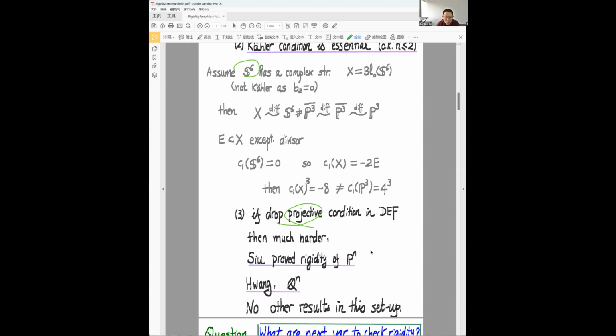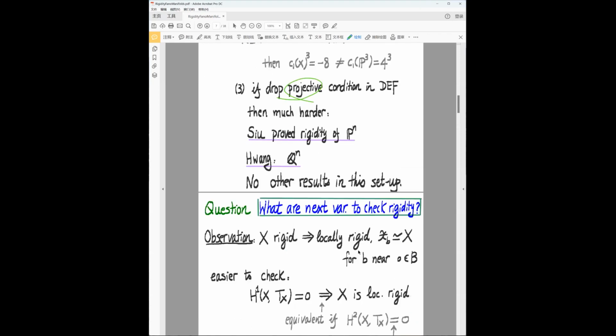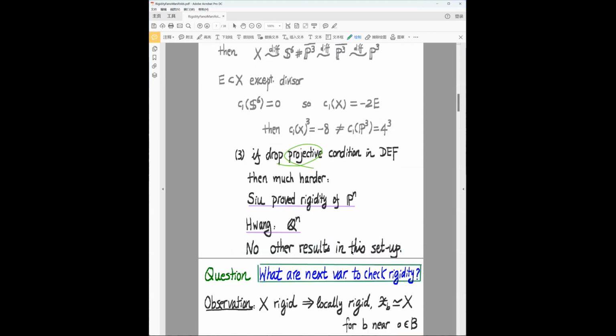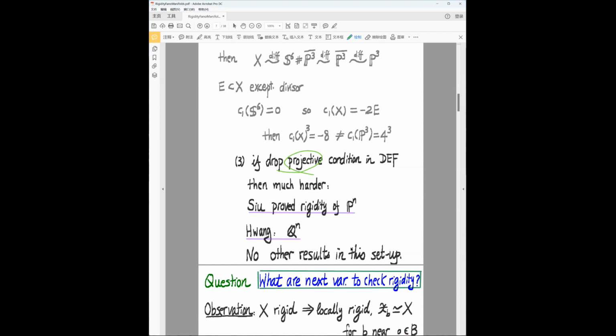Is every fiber projective? But I'm sorry, isn't it enough to assume that the central fiber is projective? Yeah, it's more or less the same. In fact, we will split it in two steps: one is local rigidity, and the other is to the central fiber. So what we really need is that the central fiber is projective. Okay, thank you.